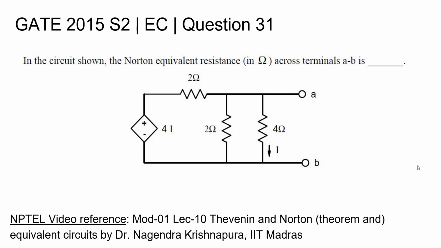Question 31. Electronics and Communication Engineering, GATE 2015 Set 2. In the circuit shown, the Norton equivalent resistance in ohm across terminals A and B is dash.